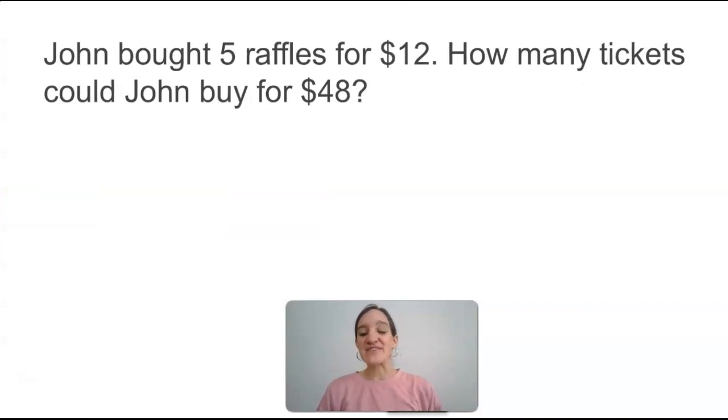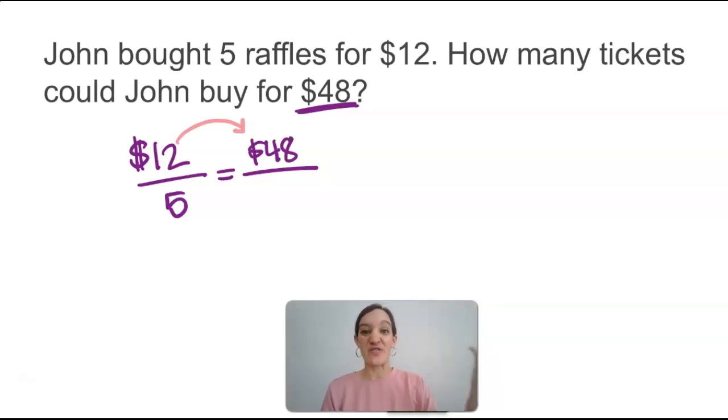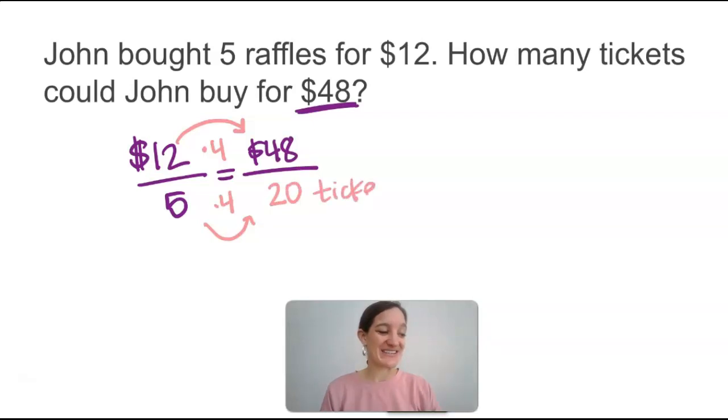John bought 5 raffles for $12. How many tickets could John buy for $48? Well, I kind of already taught you that we put money on top. So I'm going to put my money on top there for 5. And because 48 is also dollars, that's going to go on top. I notice that I'm going from $12 to $48. I'm getting bigger. I'm going to times by 4, which means I'm going to get 4 times the amount of tickets. I'm going to get 20 tickets.